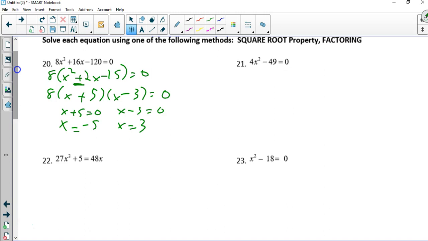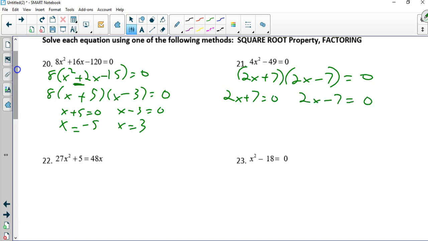Number 21 is a difference of two squares. So right off the bat, you can go right into factoring it. 2x minus 7, 2x plus 7. Don't forget to equal 0. Then you set them both equal to 0. And then you subtract 7, and you divide by 2. And you add 7 and divide by 2. And there's your two answers.